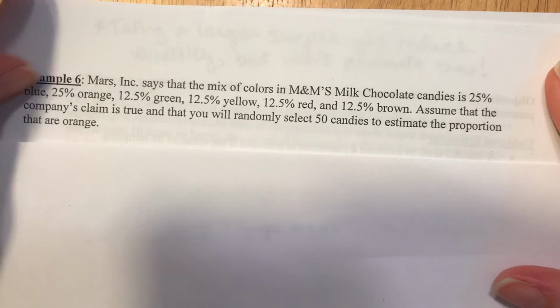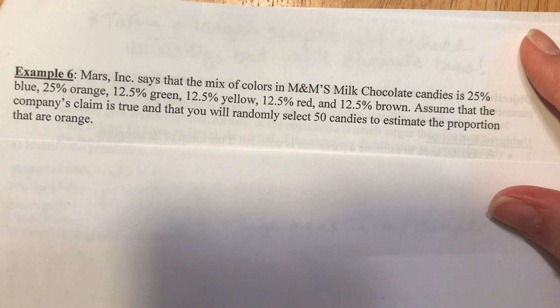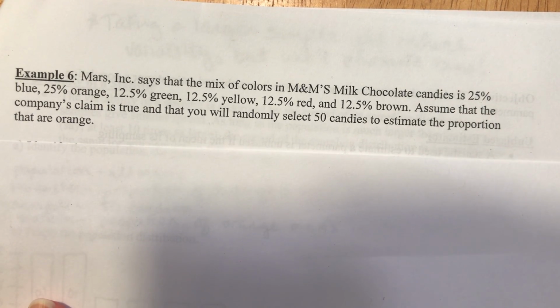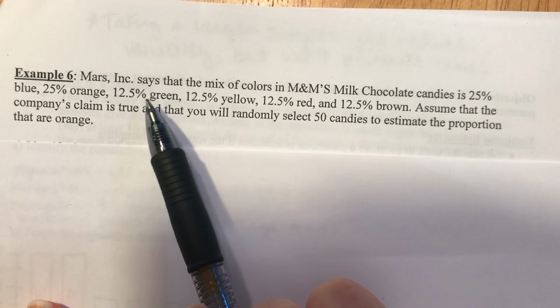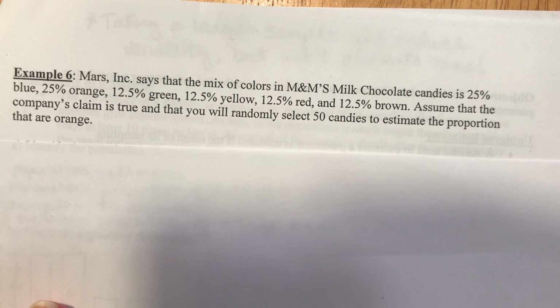M&Ms. All right, Mars Incorporated says that the mix of colors in M&M's milk chocolate candies is 25% blue, 25% orange, and then 12.5% for green, yellow, red, and brown. Did you know that? Okay, they don't actually plan on them being the same proportions, all the colors. All right.